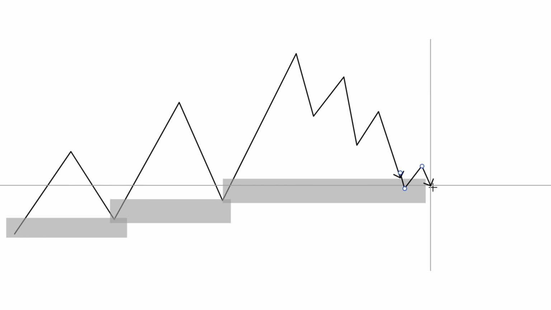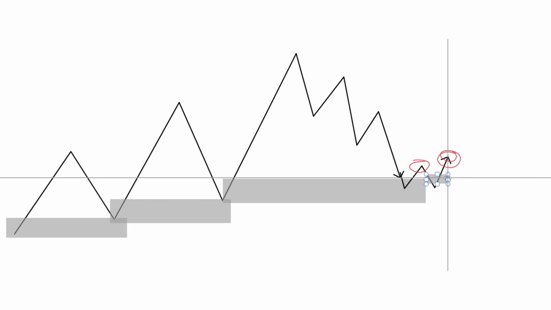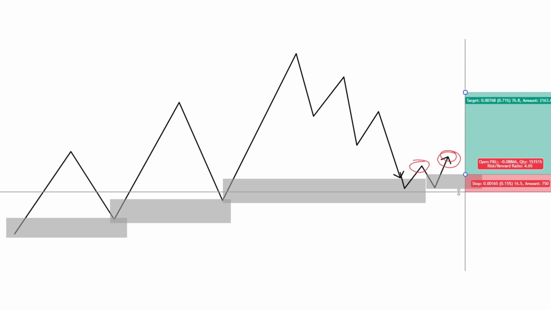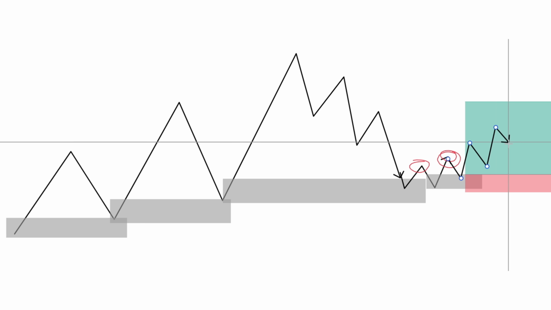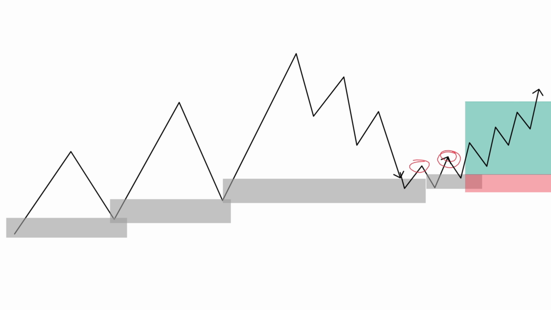And it's only at that point where we can buy this external demand on the next pullback, or look for an internal demand if we're looking for a refined setup. And now let's jump into the charts.